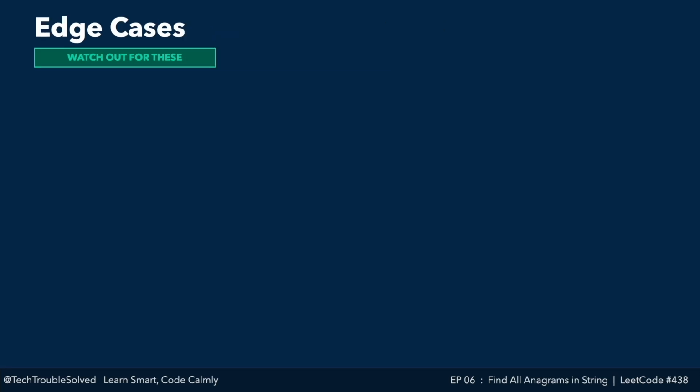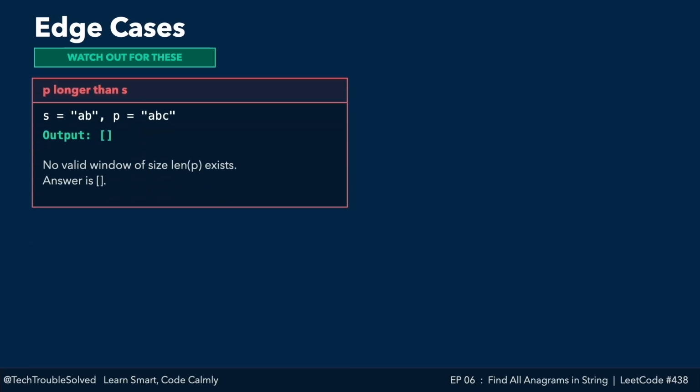4 edge cases. These are the ones that catch people in interviews. First, P is longer than S. S is AB, P is ABC. Window size would be 3, but S only has 2 characters. No valid window can exist. Index till length of P just gives you all of S. The first window check fails. The loop range, length of P till length of S, runs 0 times. Result is empty list. The code handles this automatically. You don't need a special case, but you need to know why it's handled so you can explain it confidently.